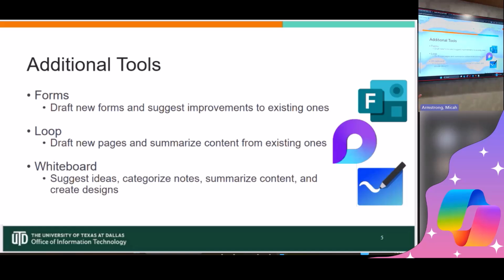So Forms can help you draft new forms or suggest improvements to make them more streamlined or more engaging. Loop, if you're not familiar with Loop, it's like OneNote. If you're not familiar with OneNote, it helps you take notes, but you can use it to help you organize those, create templates like we asked about earlier, summarize notes that you might have missed, all those good functions. And then the Whiteboard, you can have it again summarize content, suggest ideas, categorize things for you, even create designs. So a lot of good functionality there, just don't have time to showcase today. But again, as with all of them, happy to answer any questions after the fact.